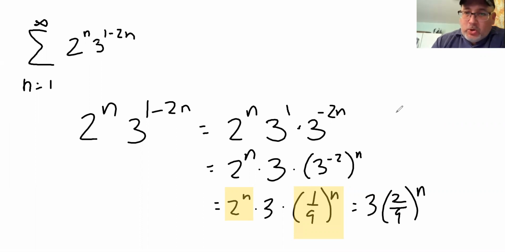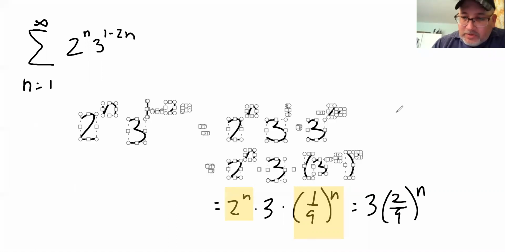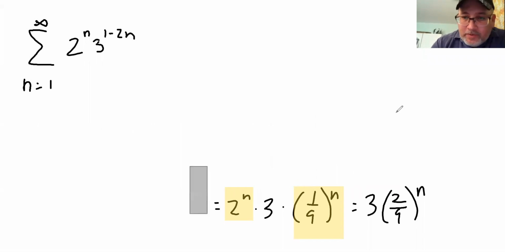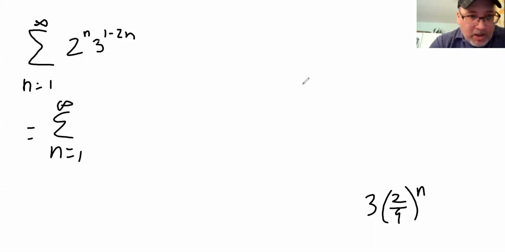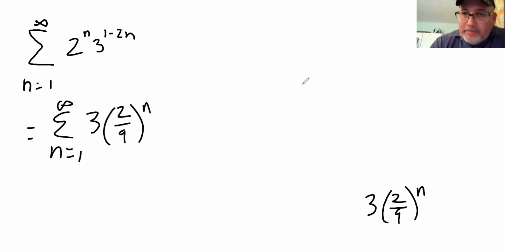Okay, so let's rewrite the sum so that it looks like that. And now let's just rewrite the sum. This is equal to the sum from n equals 1 to infinity of 3 times 2/9 to the nth power.